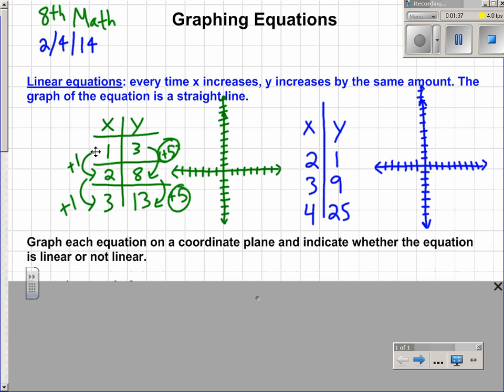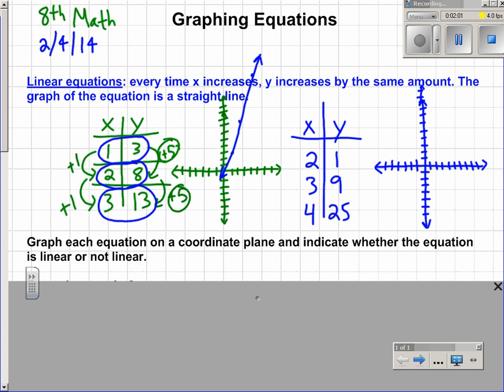I'm going to find the first point of 1 and 3 and plot that point. Then I'm going to find 2 and 8, and plot that point the best I can. Then I'm going to take the next point of 3 and 13 and plot that. You will get a straight line when those points meet.